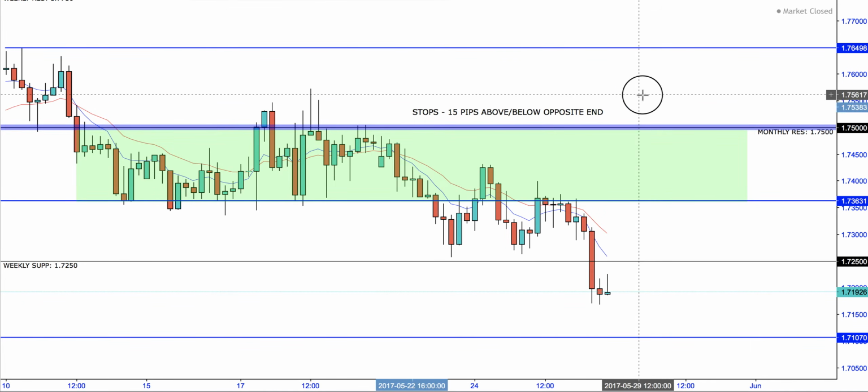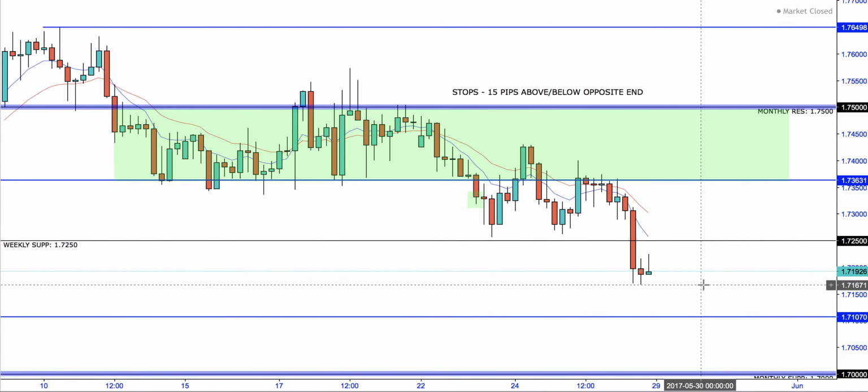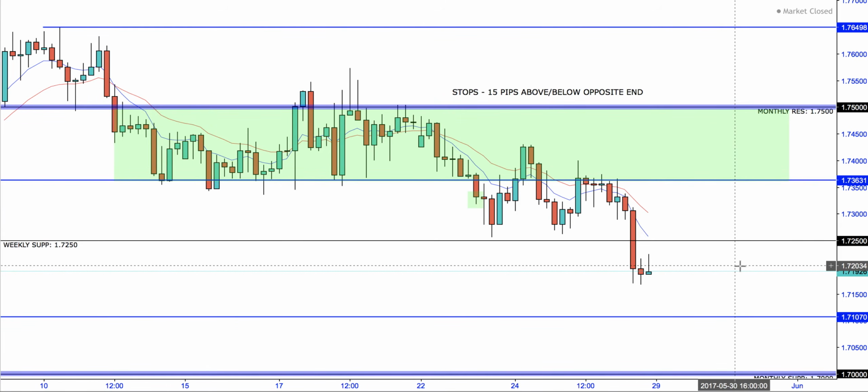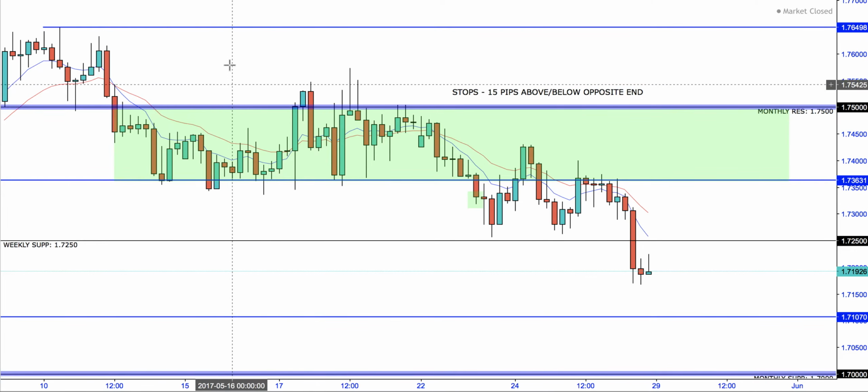15 pips above or below the opposite end. So that would be your stop. Your actual entry would be there. Nice clean breakout. Wait for the candle to close. Targets are as follows. Sometimes the market will do this range height again, but we want to more or less combine ranges and consolidation areas with our top-down analysis. What's the weekly doing? What's the daily doing? And so on. So that's that there on the GBP AUD.